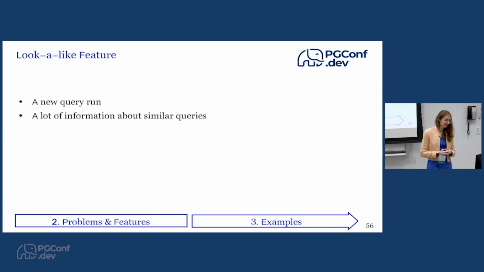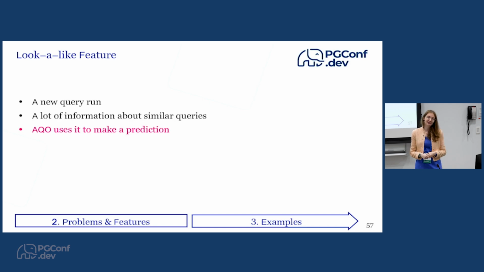The second problem was related to the lookalike feature. Imagine a situation where we have a lot of information about queries, but they differ in structure. Basically, AQO doesn't consider these queries to predict cardinalities. But the lookalike feature can help to avoid this.